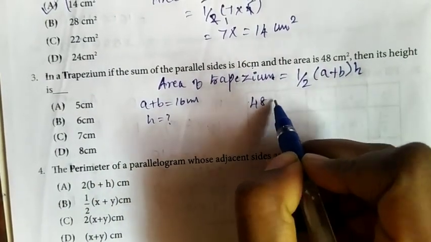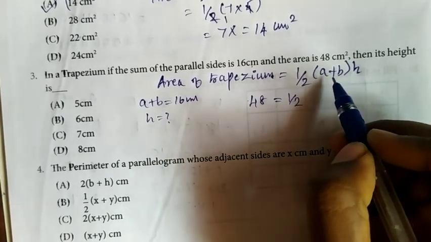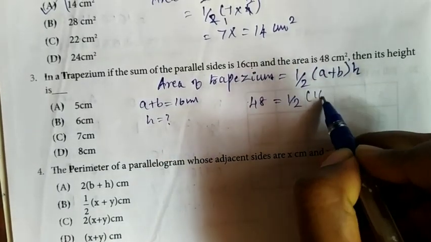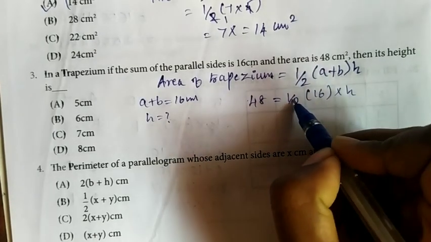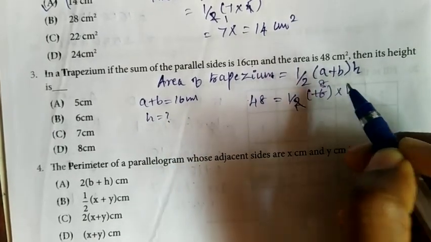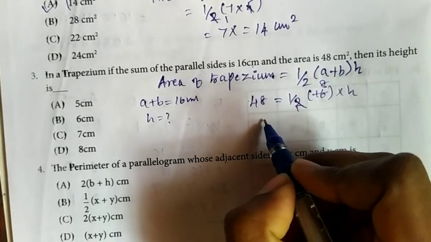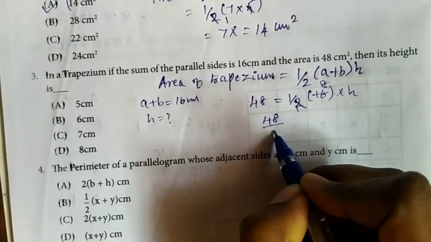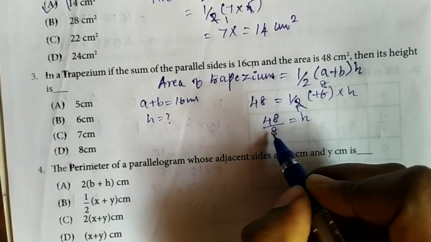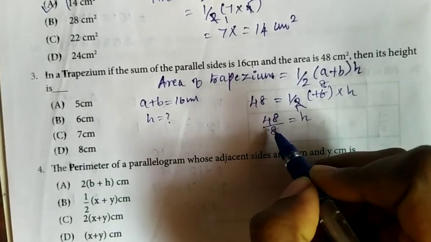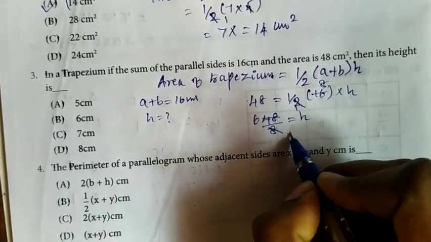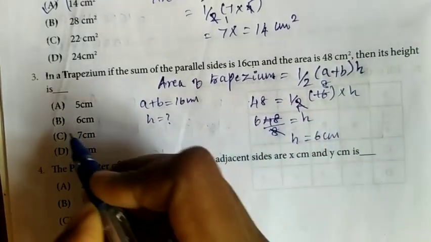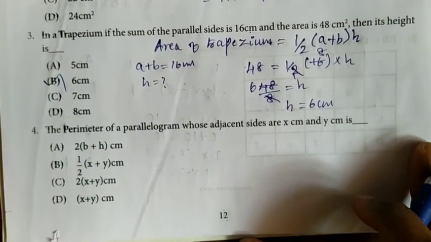Substitute the values. 48 equal to half into a plus b, which is 16, into height. Cancel it by second table, 2 1 is 2, 2 8 is 16. Then 8 comes this side, equal to h. Cancel it by 8th table, 8 1 is 8, 8 6 is 48. So h is equal to 6 centimeter. Option B is the correct answer.